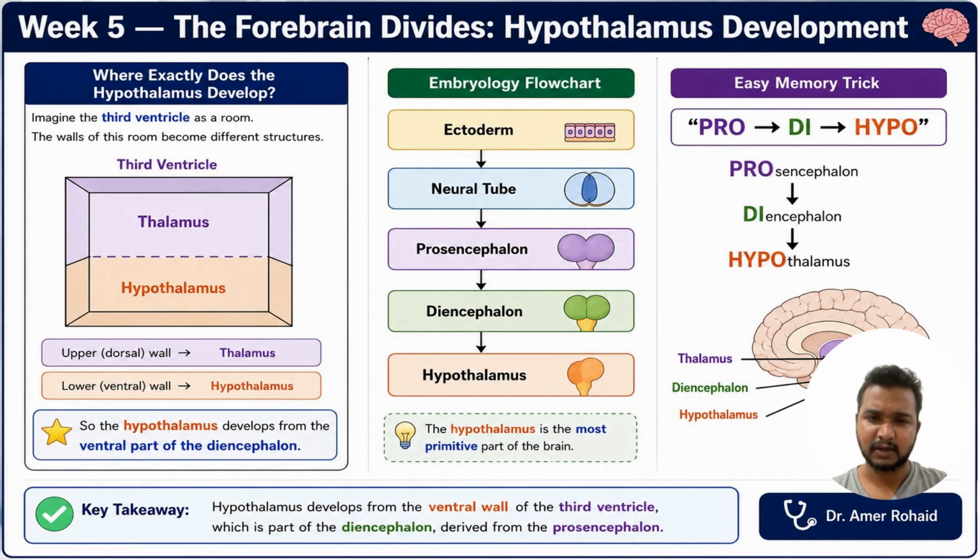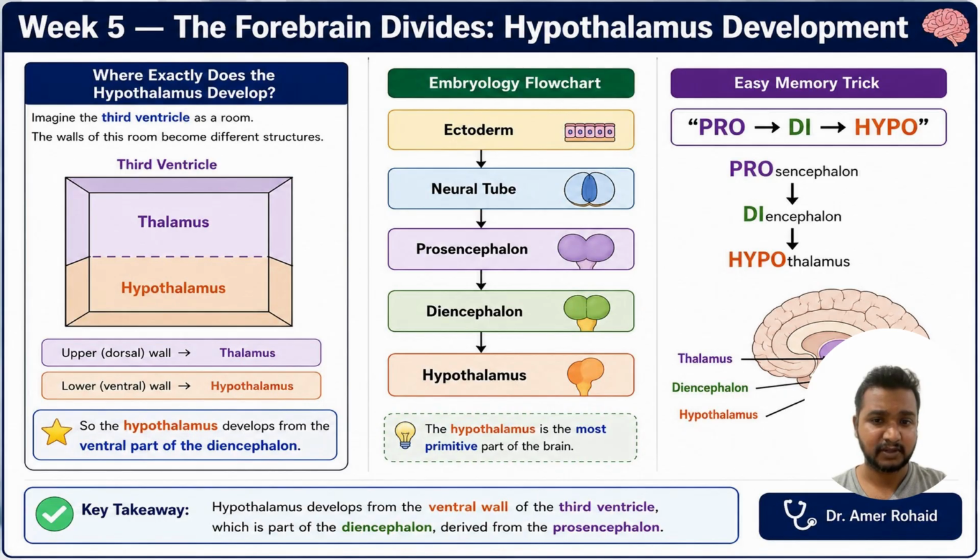Now that we've learned how the forebrain divides into the telencephalon and diencephalon, let's focus on one of the most important structures derived from the diencephalon, the hypothalamus. Although the hypothalamus is a relatively small part of the brain, it is absolutely essential for life. It regulates body temperature, hunger, thirst, sleep, blood pressure, hormone secretion, and many automatic functions that keep us alive. But where exactly does the hypothalamus come from during embryonic development? Let's understand this step by step.